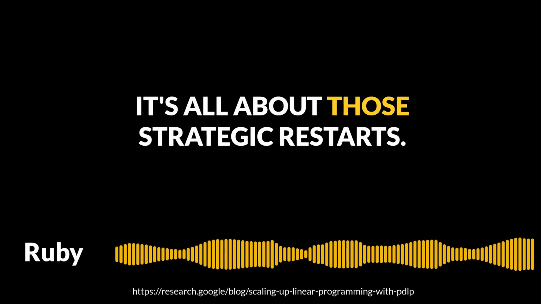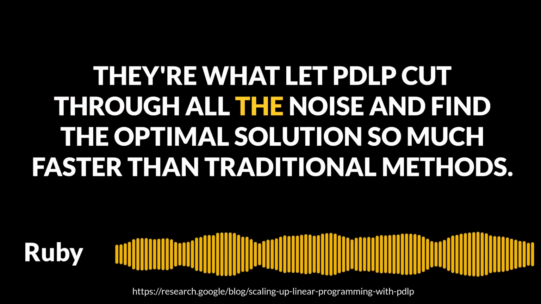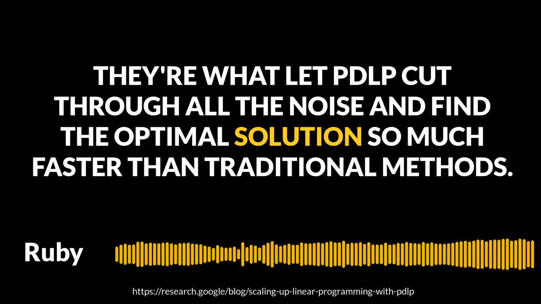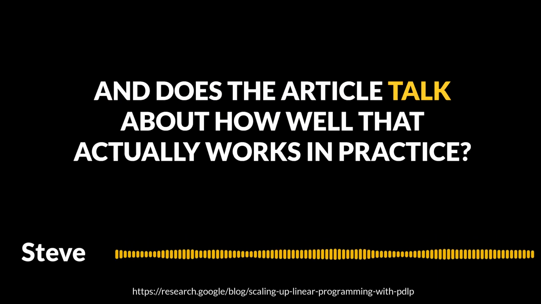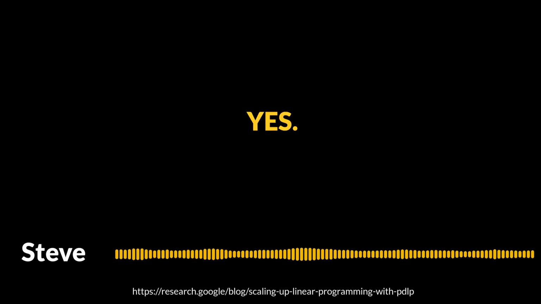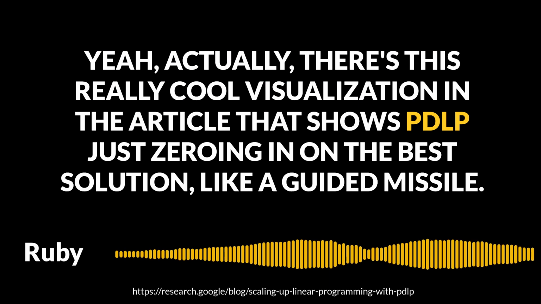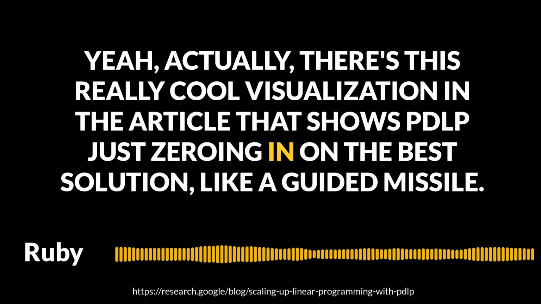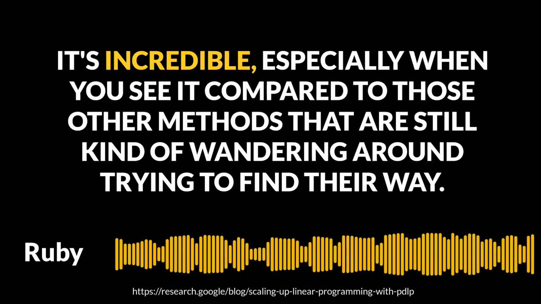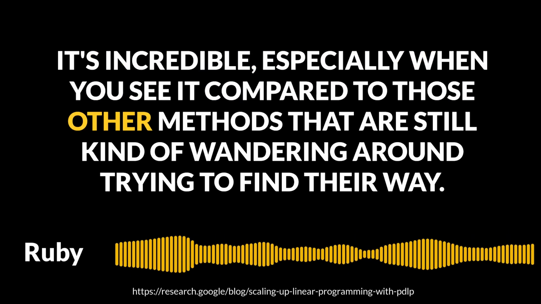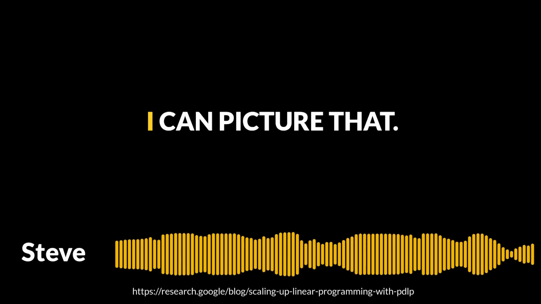Precisely. It's all about those strategic restarts. They're what let PDLP cut through all the noise and find the optimal solution so much faster than traditional methods. I bet. And does the article talk about how well that actually works in practice? Yeah, actually, there's this really cool visualization in the article that shows PDLP just zeroing in on the best solution, like a guided missile. It's incredible, especially when you see it compared to those other methods that are still kind of wandering around trying to find their way. Yes, I can picture that.